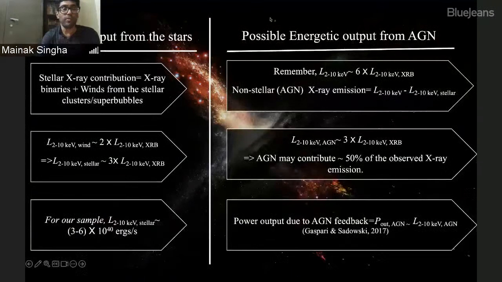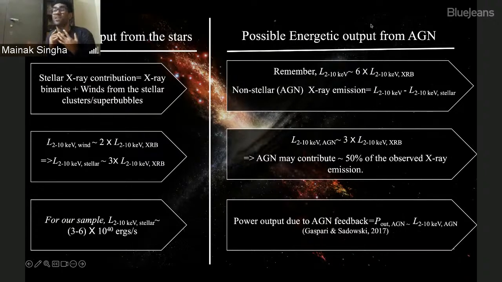But we want to be a bit more cautious here, because for the X-ray emission, it's not just XRB. A recent study by Oskinova and Schaerer has suggested that the winds from super star clusters and superbubbles could also generate X-ray emission, and that actually surpasses the XRB contribution by a factor of 2.